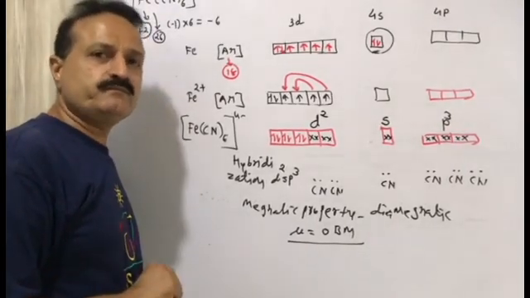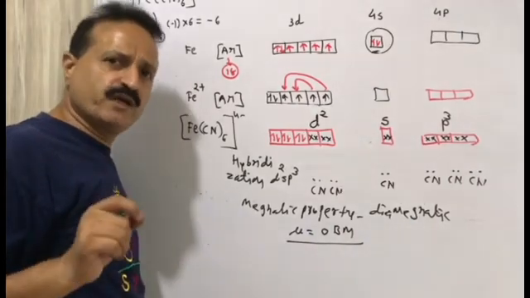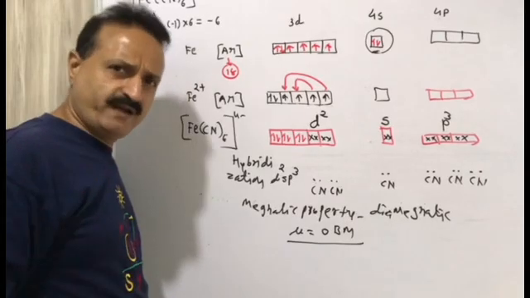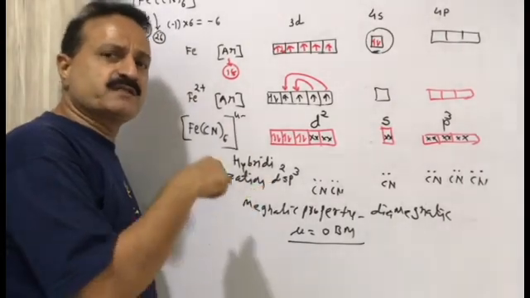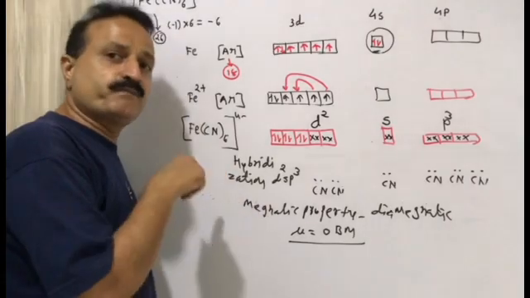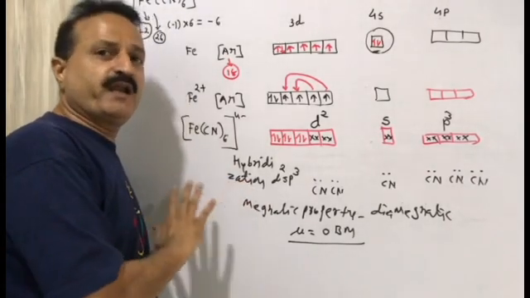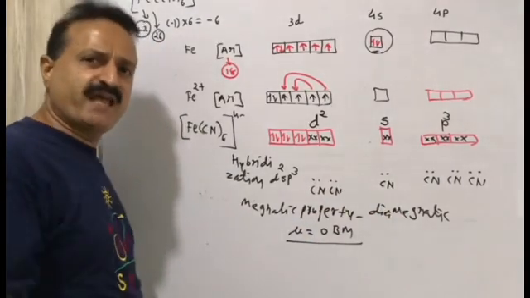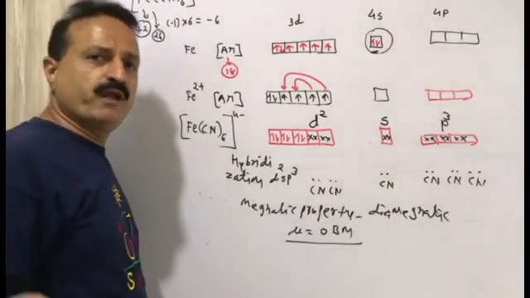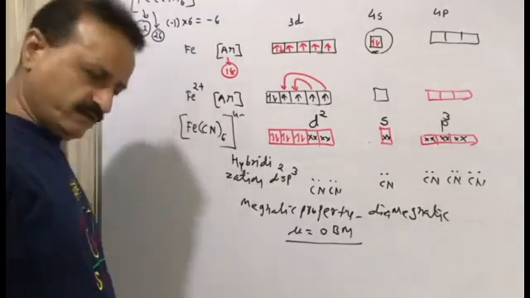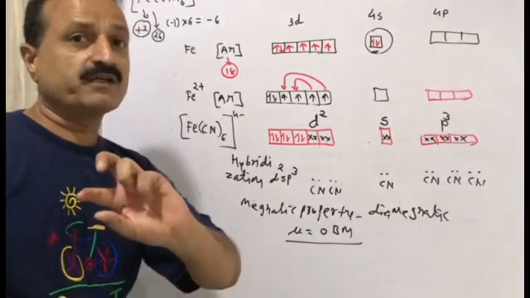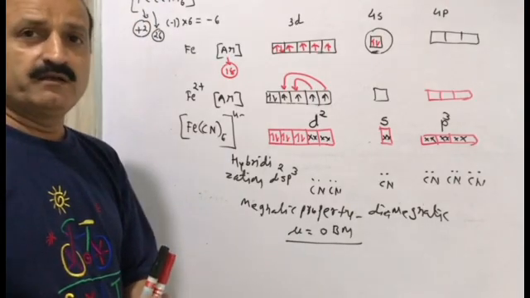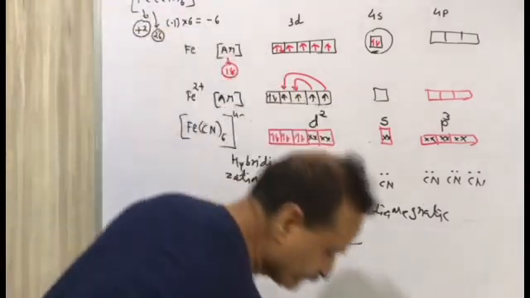It is octahedral. We just have to decide whether the magnetic property is diamagnetic or paramagnetic. If an unpaired electron is seen, then it is paramagnetic, and if no unpaired electron is seen, then it is diamagnetic. If it is diamagnetic, then the mu value will always be 0. Clear? Now we have a different example with the Fe3+ ion. Let's see.